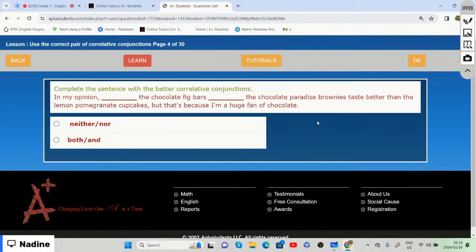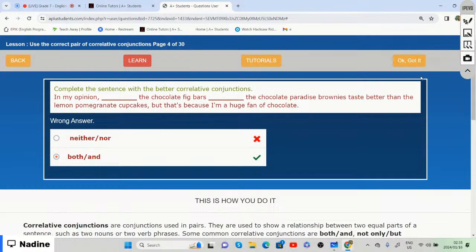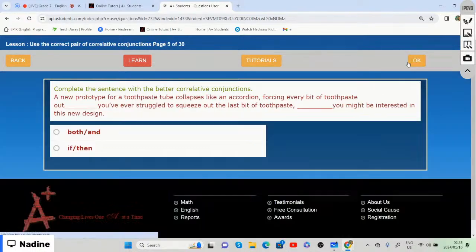So, in my opinion, we can say neither the chocolate fig bar nor the chocolate paradise brownie tastes better than the lemon pomegranate cupcakes. But that's because I'm a huge fan of chocolate. So, we're going to say neither the chocolate fig bars nor the chocolate paradise brownies. Oh, so it's actually both, which is both and.